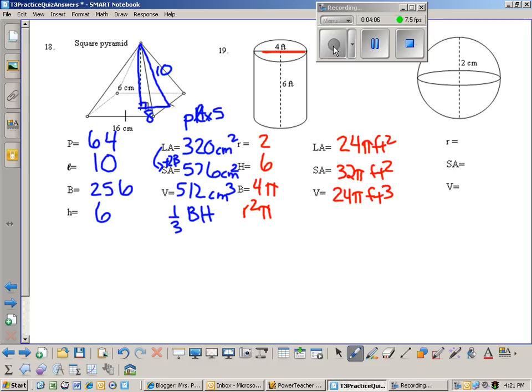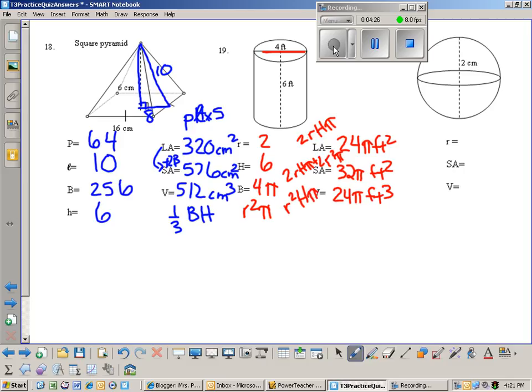Again, just substituting using the formulas of 2RH pi, 2RH pi plus 2R squared pi, and R squared H pi.